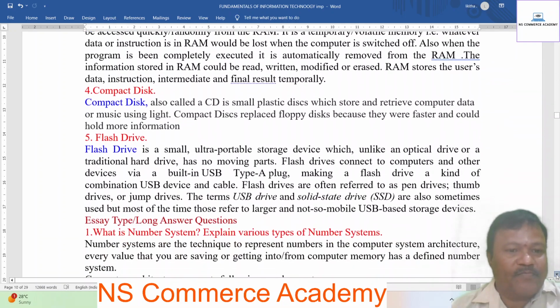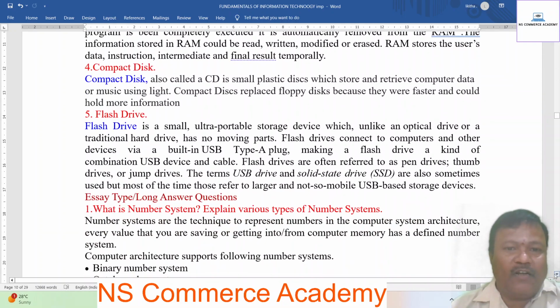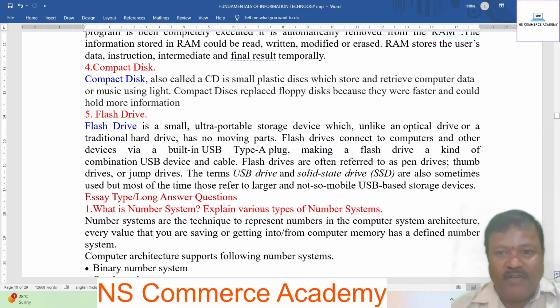Fifth question, flash drive. Flash drive is a small, ultra-portable storage device which, unlike an optical drive or a traditional hard drive, has no moving parts. Flash drives connect to computers and other devices via a built-in USB Type A plug, making a flash drive a kind of combination of USB device and cable. Flash drives are often referred to as pen drives, thumb drives, or gem drives.